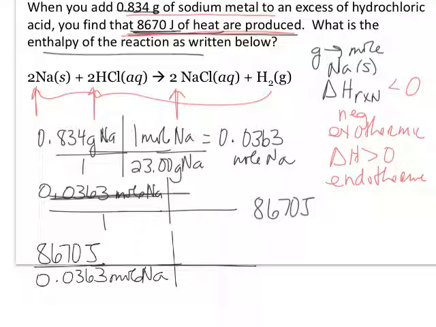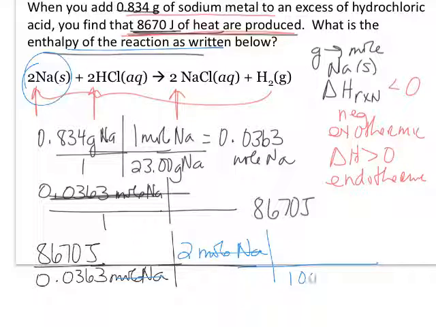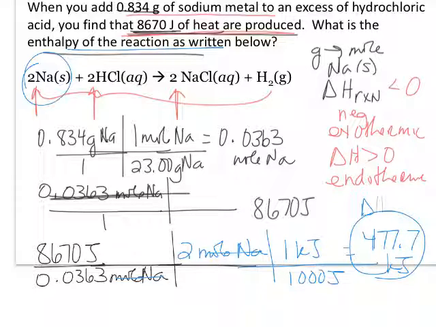However, you have 2 mole of sodium in this reaction, and it wants to know the enthalpy of this reaction. So this is going to be multiplied by 2 mole of sodium. That's going to cancel out your sodium. And most of these delta H's are written in terms of kilojoules, so we'll just go ahead and convert 1,000 joules into 1 kilojoule. And when you run that through your calculator, you get 477.7 kilojoules. And that is your delta H for this reaction for 2 moles of sodium metal.